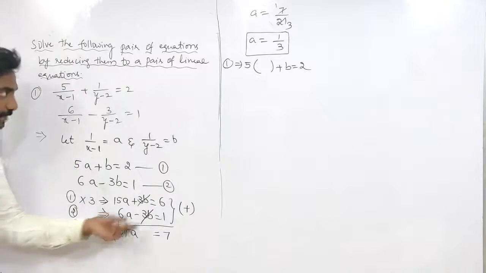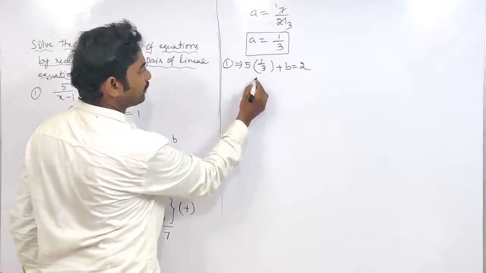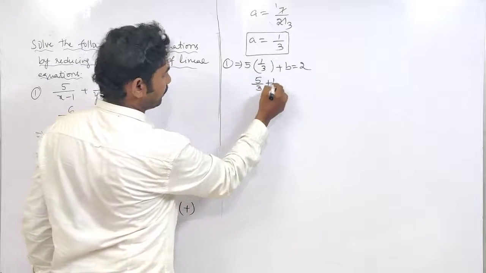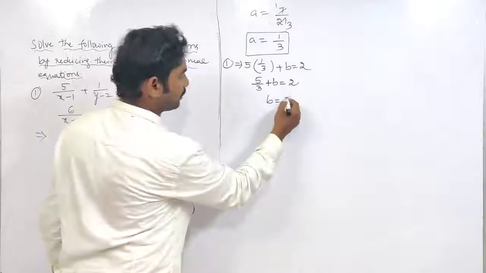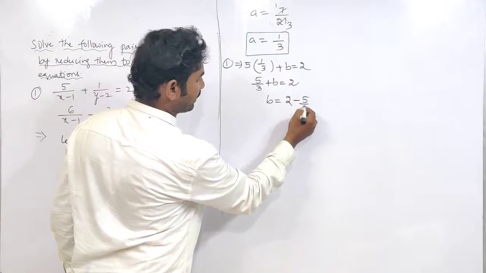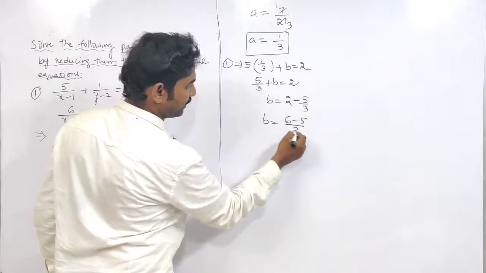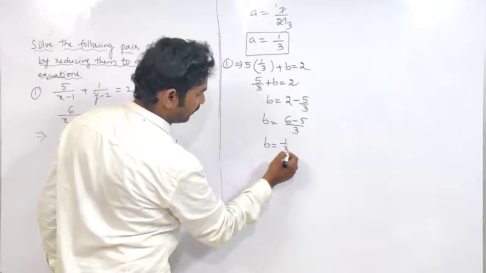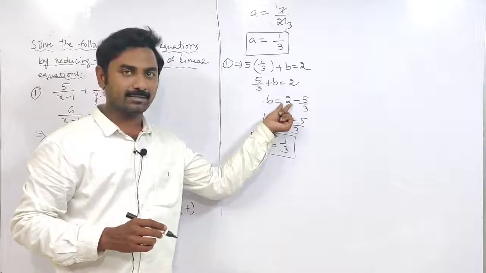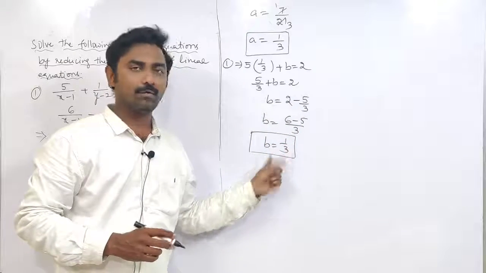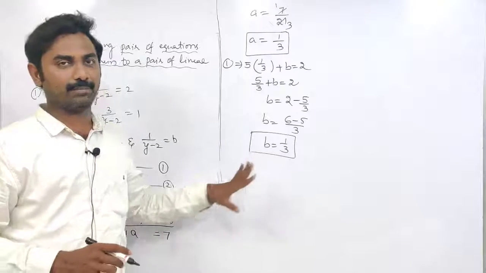5 into the a value. How much is it? 1 by 3. 5 into 1 by 3 is 5 by 3 plus b is equal to 2. Then we get b is equal to 2 minus 5 by 3. 3 twos are 6, 6 minus 5 by 3, which is equal to 1 by 3. 6 minus 5 is 1, so 1 by 3. We got the a value 1 by 3, and the b value is also the same, 1 by 3.